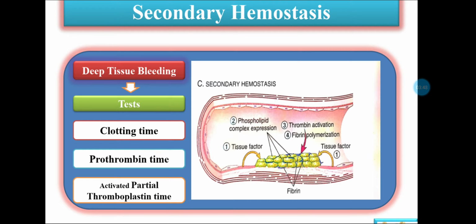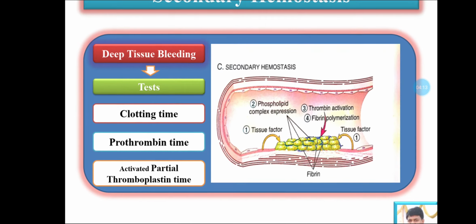In this intrinsic mechanism, factor 12, also called Hageman factor, is the most important factor and plays a very important role. Here you can see the formation of a permanent platelet plug with the deposition of fibrin strands within the platelets, and this meshwork permanently seals the injured site. Whenever there is a defect in secondary hemostasis, the patient will have deep tissue bleeding, and whenever there is deep tissue bleeding, we can suspect some defect in secondary hemostasis or coagulation factor deficiencies.